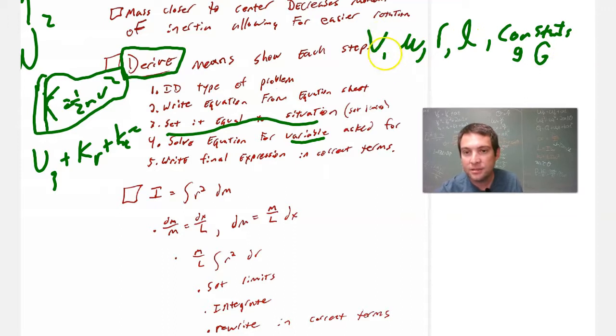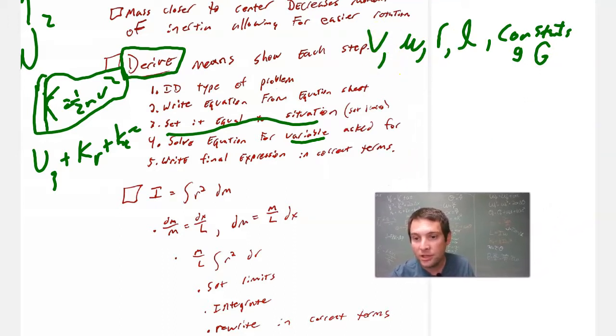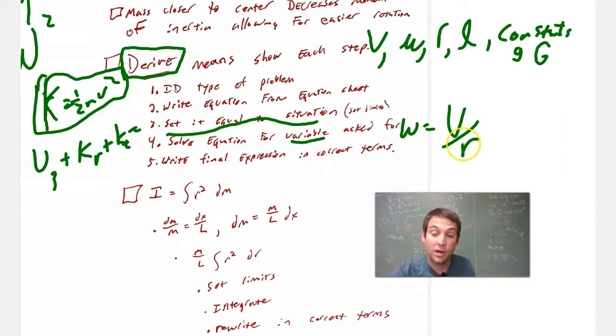So if V needs to be in your answer, but you have omega in your answer, you're going to use that same omega equals V over R relationship. And then probably when you put that in, R does something.